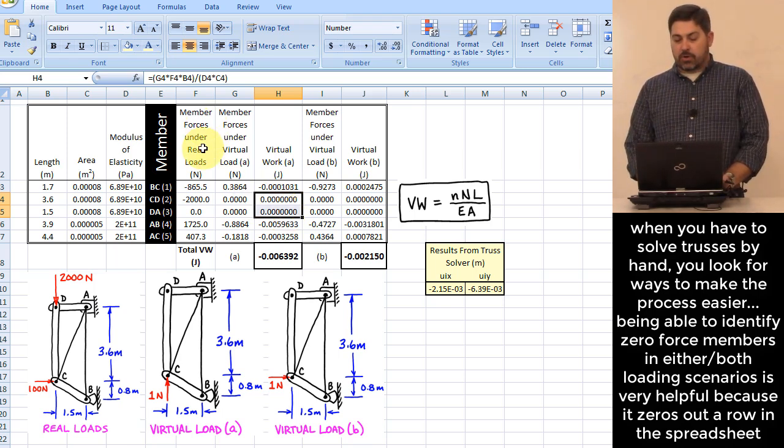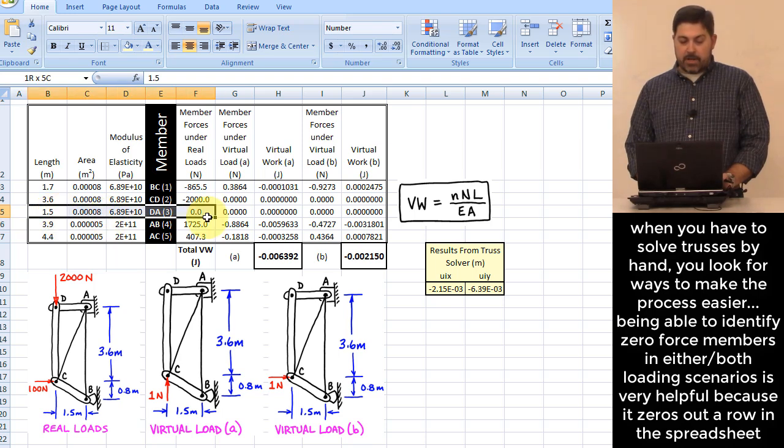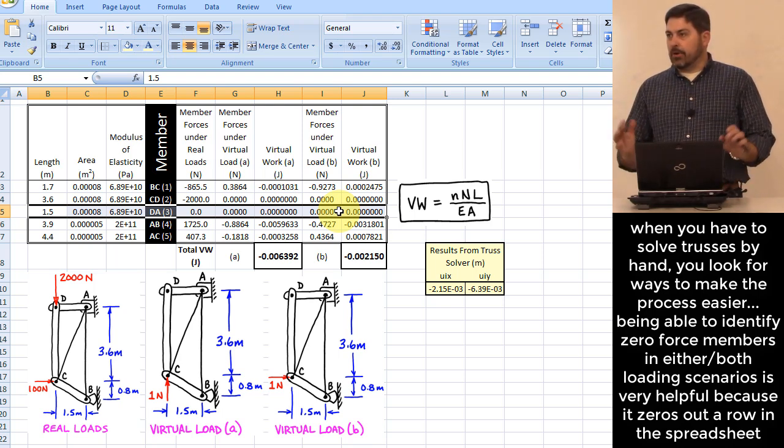It works for the other one too, right? Even if you did your actual loads first, you put your actual loads on there and you solve for everything. As soon as you see that one of your members has a 0, that we know from the very beginning, then that member is not going to contribute anything to the virtual work. And therefore, any additional effort that you otherwise may have spent on that member, you can not spend it if that saves you some time. Does that make sense? Okay.